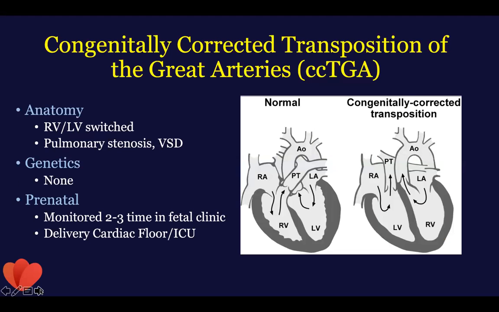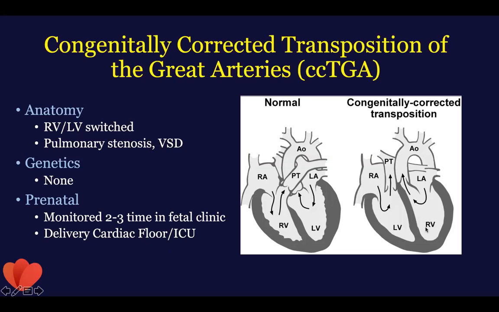So another one that can be tricky is congenitally corrected transposition of the great arteries. I find this one of the more interesting diagnoses. And I think once you look for the details in the four-chamber, you can really see it. So anatomy-wise, you can see here from this example, the right ventricle's on the right, the left ventricle's on the left. But in congenitally corrected transposition, the ventricles are inverted. So the left ventricle is on the right and the right ventricle is on the left.